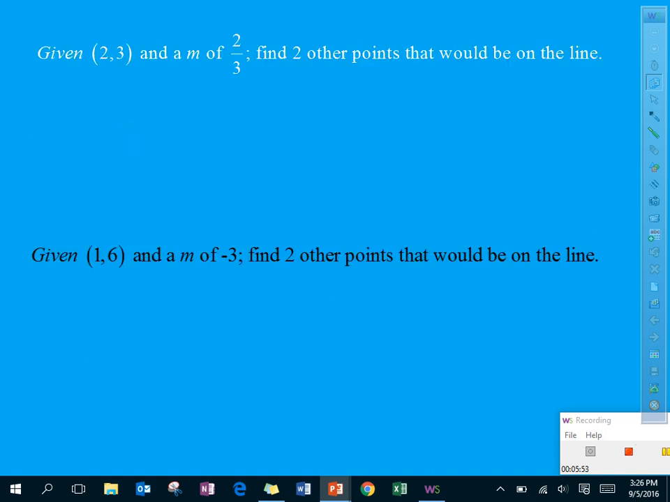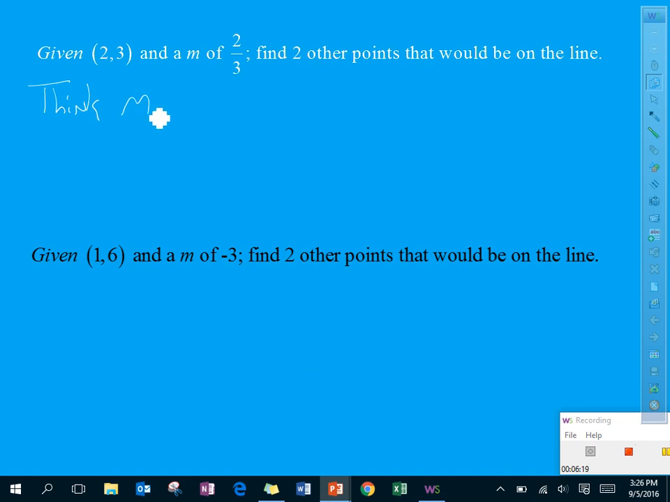On my next video, I was going to review with you how to find additional points on the line, the thinking, and then I'll get into finding the equation of the line itself. I'll show you 2 methods. So here goes your next example. Given the ordered pair 2, 3, and a slope of 2/3, find 2 other points that would be on the line. Well, here goes your thinking.